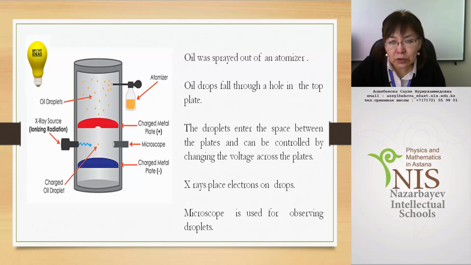The idea was that the oil particles are sprayed through the atomizer, like a perfume spray, and due to the collision they gain some charge. When they pass through the hole, they start to move down due to the gravity force, but the viscosity force also provides some resistance. But if you now charge the plates and control the electric field between them, we can even make the particles stay stationary between the two plates.